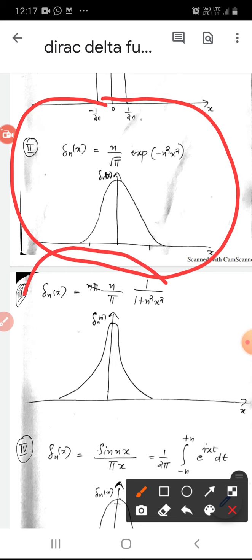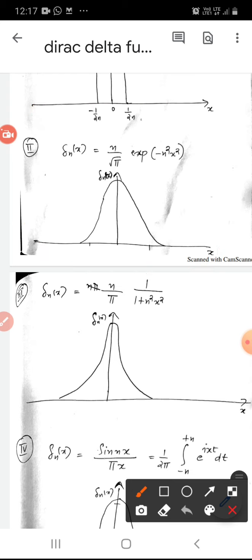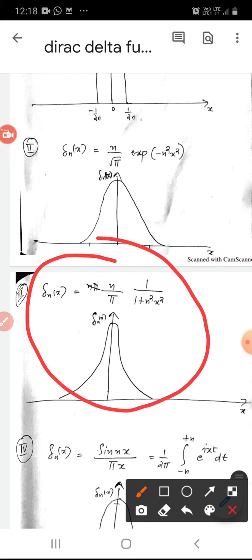The third one is this. This is also an approximation of the Dirac delta function. We can show that as n tends to infinity, this will approximate to the Dirac delta function.